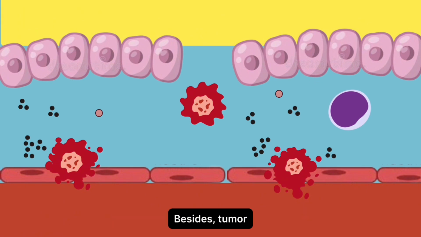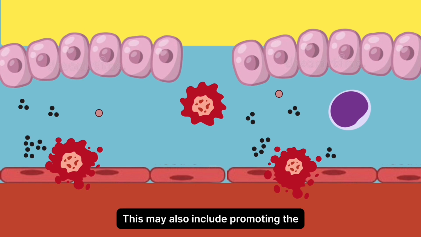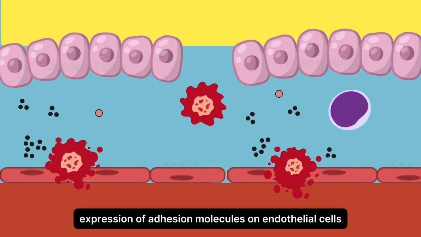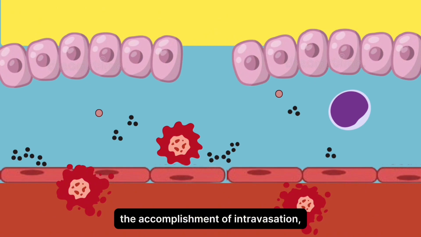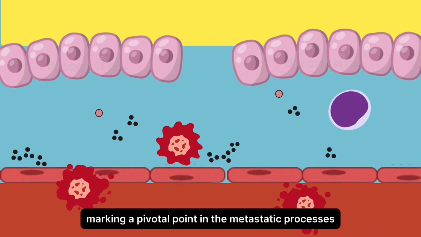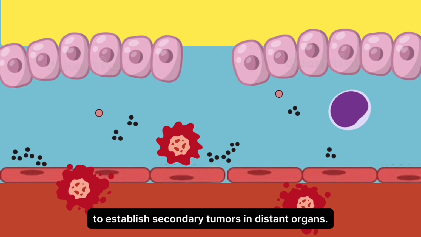Besides, tumor-secreted factors can influence the behavior of endothelial cell lining blood vessels. This may also include promoting the expression of adhesion molecules on endothelial cells, facilitating the attachment of cancer cells into the bloodstream. The successful completion of these steps signifies the accomplishment of intravasation, marking a pivotal point in the metastatic process as cancer cells embark on their journey through the circulatory system to establish secondary tumors in distant organs.